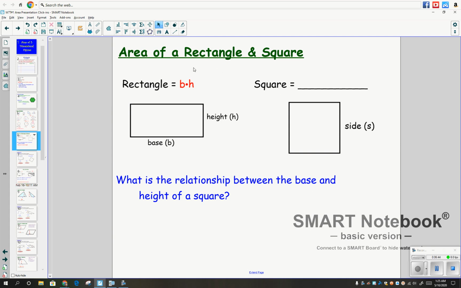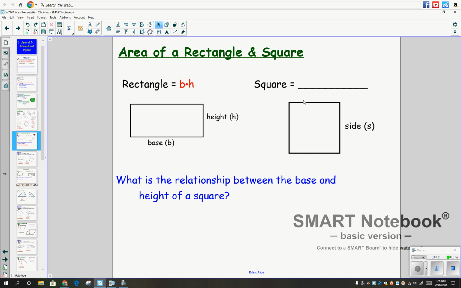Area of a rectangle, square. Remember, the area of a rectangle is base times height. You've been talking about this for a long time. You might also have heard it as length times width. We're going to define it as base times height.